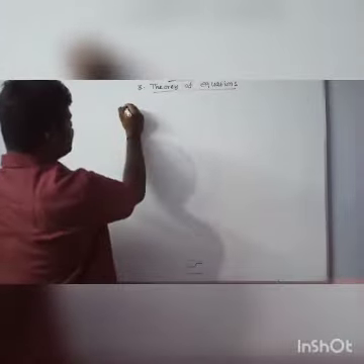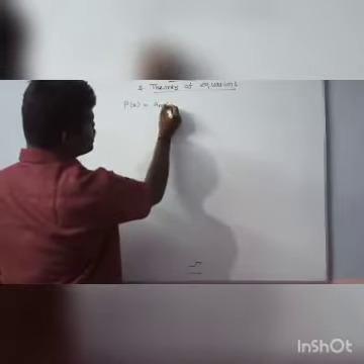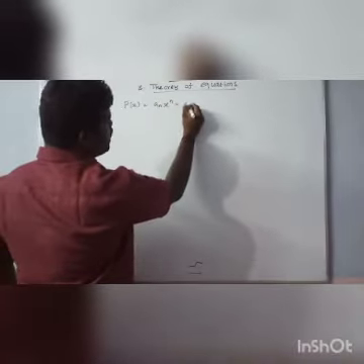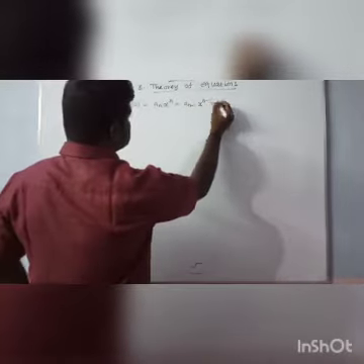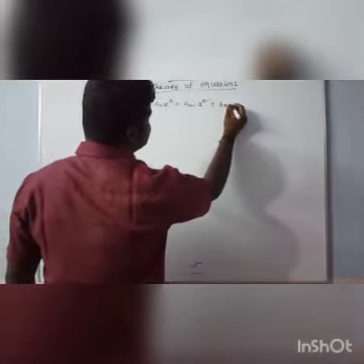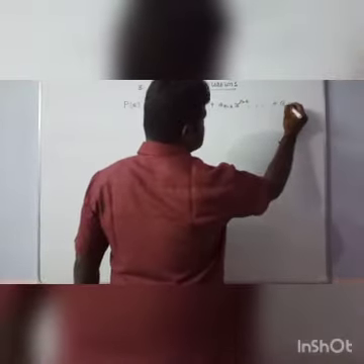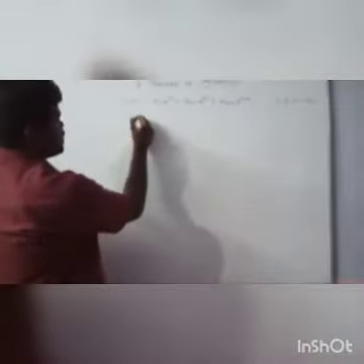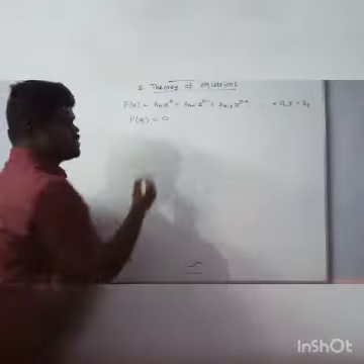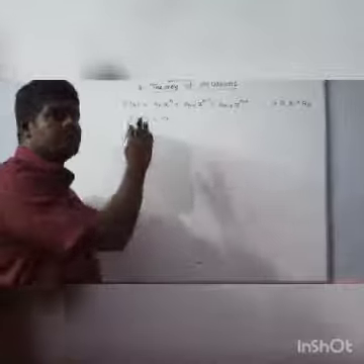Generally, the polynomial denoted as P of x is equal to an x power n plus an minus 1 x power n minus 1 plus an minus 2 x power n minus 2 and so on plus a1x plus a0. If suppose P of x is equal to 0, the polynomial changes into a polynomial equation.